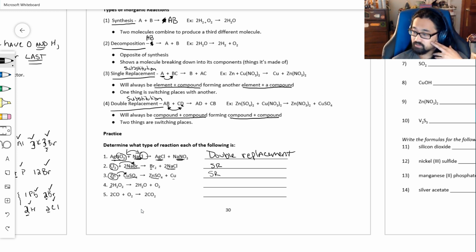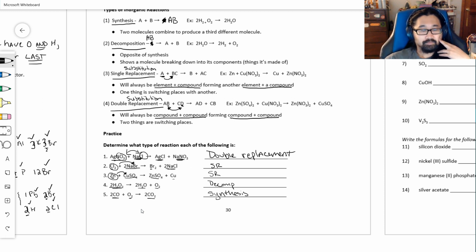Right? I have a single compound, and then I have multiple pieces. So this is a decomposition. And alternatively, I have multiple pieces becoming a single thing. That's synthesis. Right?